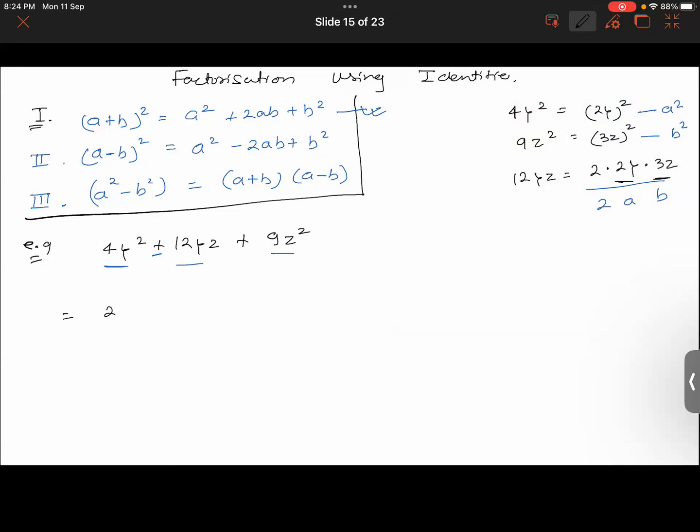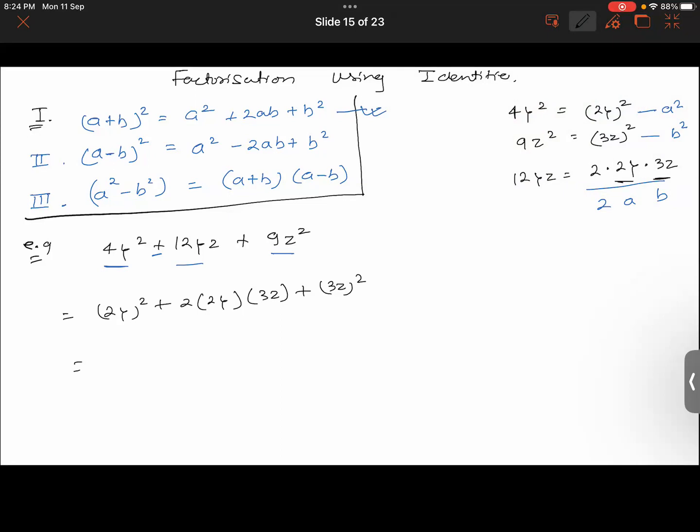So it will be 2y square plus, how do you expand it? 2 into 2y into 3z plus 3z square. Getting it now? Okay. So this is how it can be solved. Now let's use the identity.